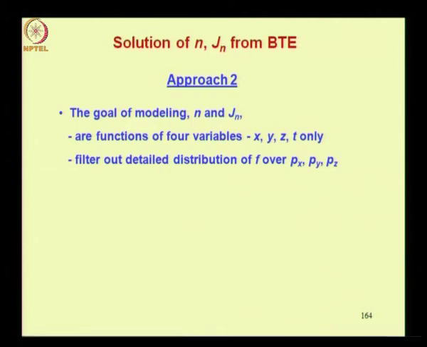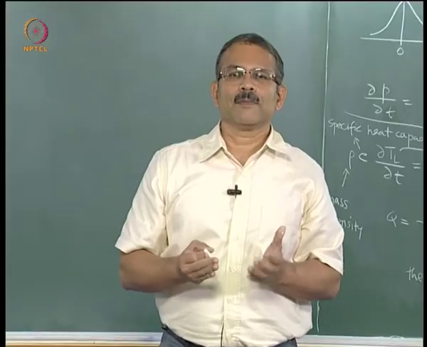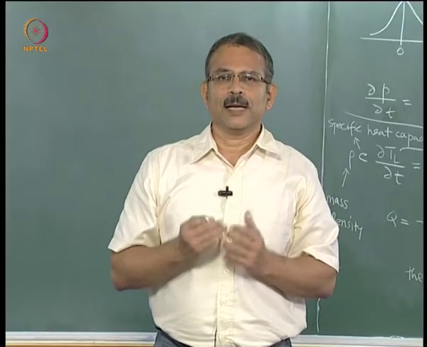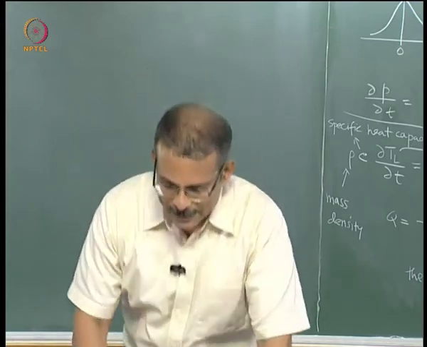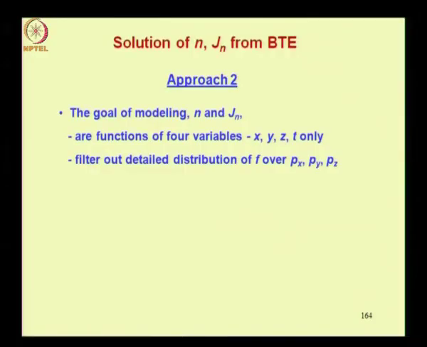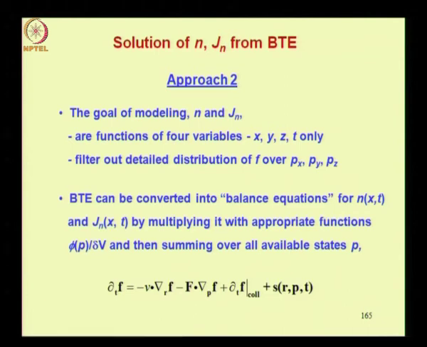The goal of modeling: n and Jn are functions of 4 variables only, x, y, z and t, and filter out detailed distributions of f over px, py and pz. So in the process of finding out n and Jn from f, we are filtering out the effects of px, py and pz. You know this from the formulae for the equations of n and Jn. Now that being the case, why not adopt this approach?